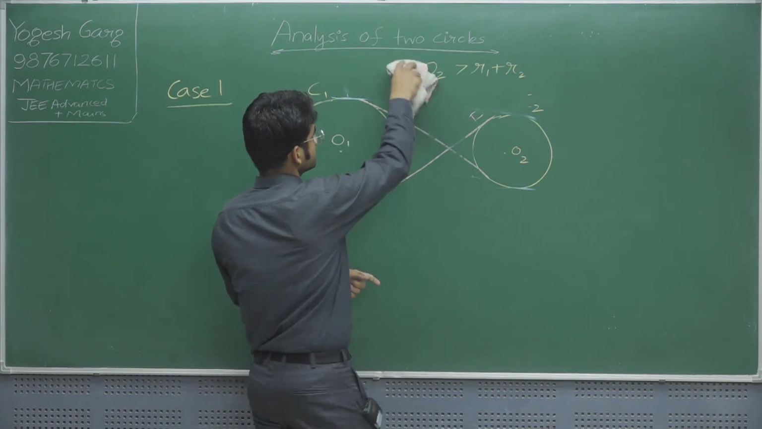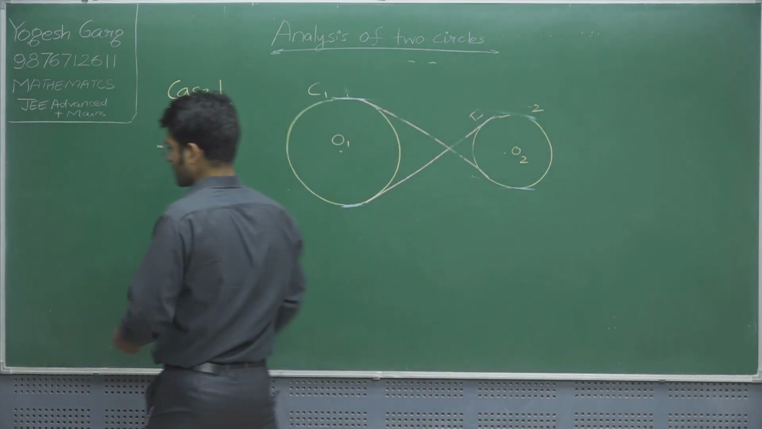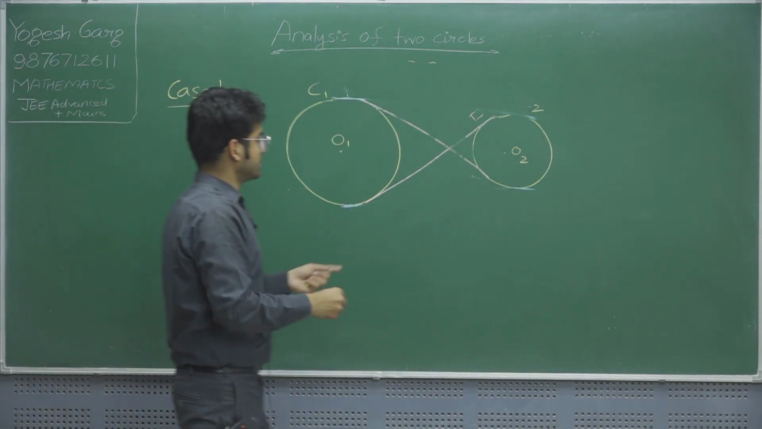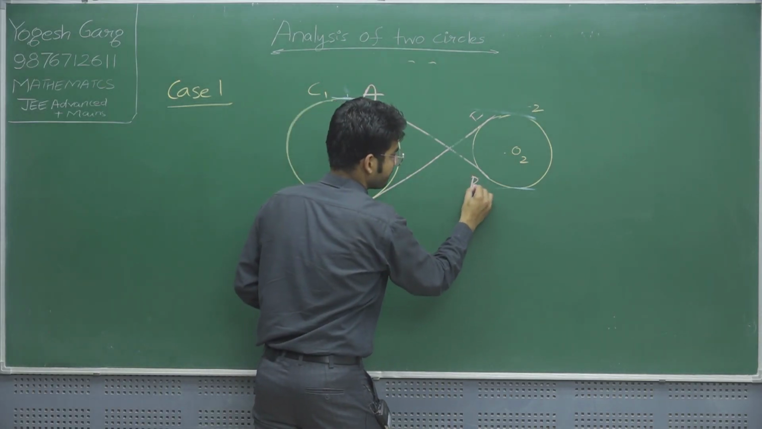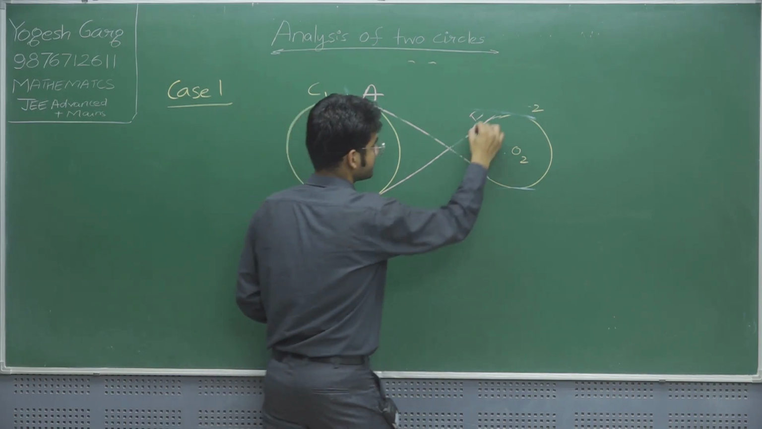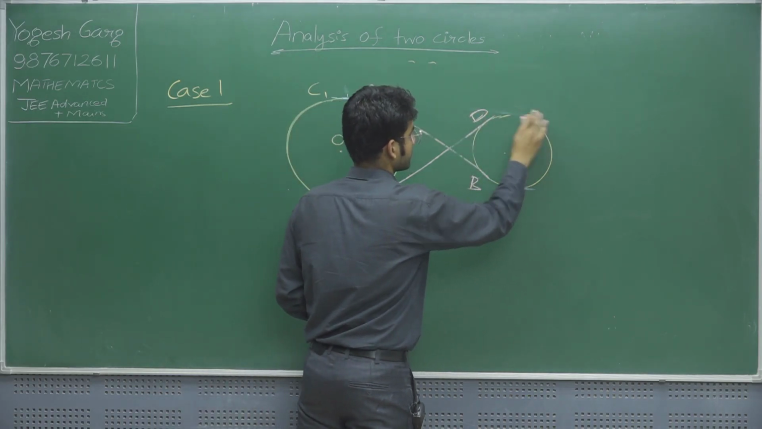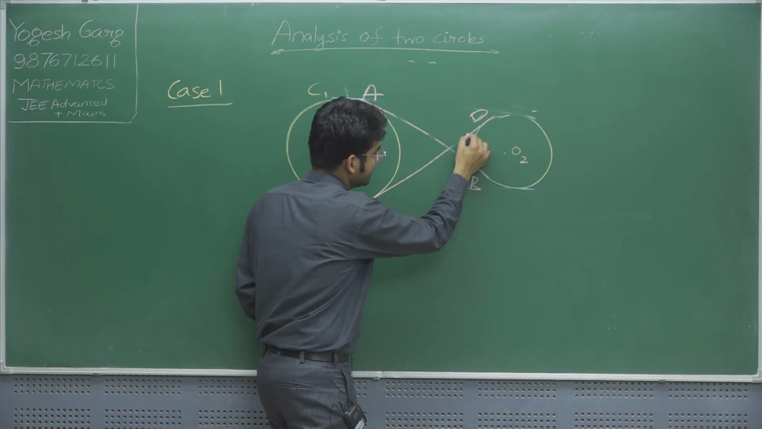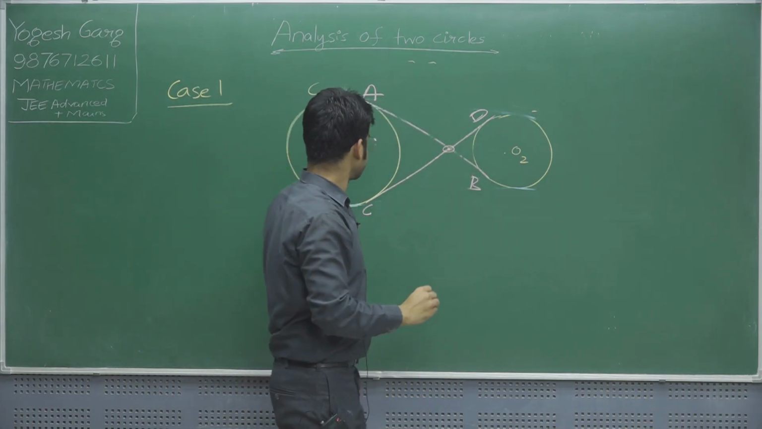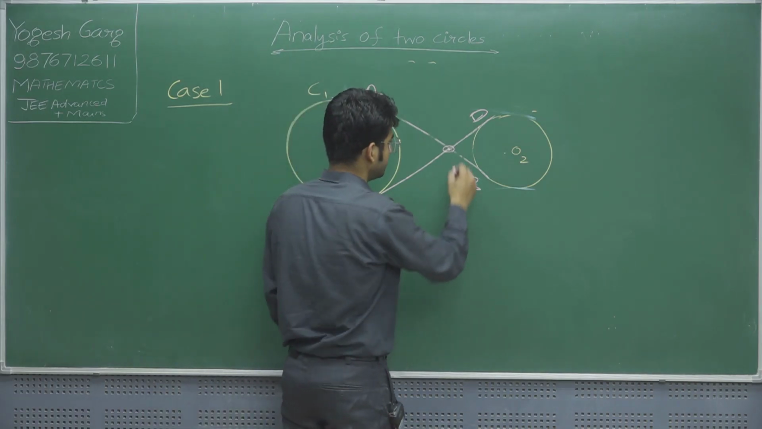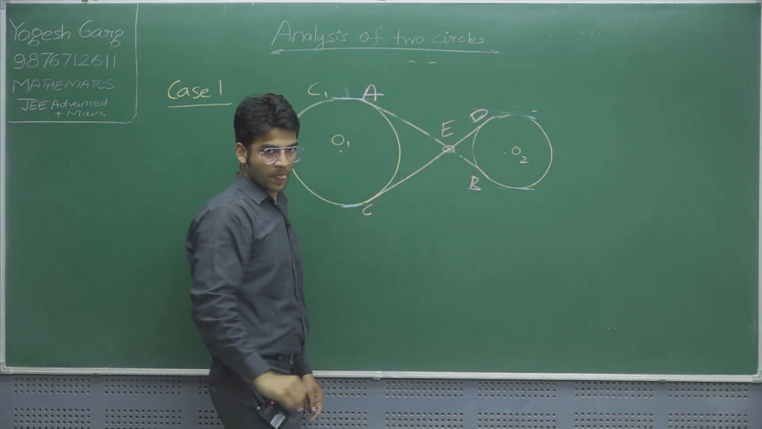So we have these two things, AB and CD. They are two circles. Now what we can see, there is this point of intersection of these two tangents. Let us name it by E.